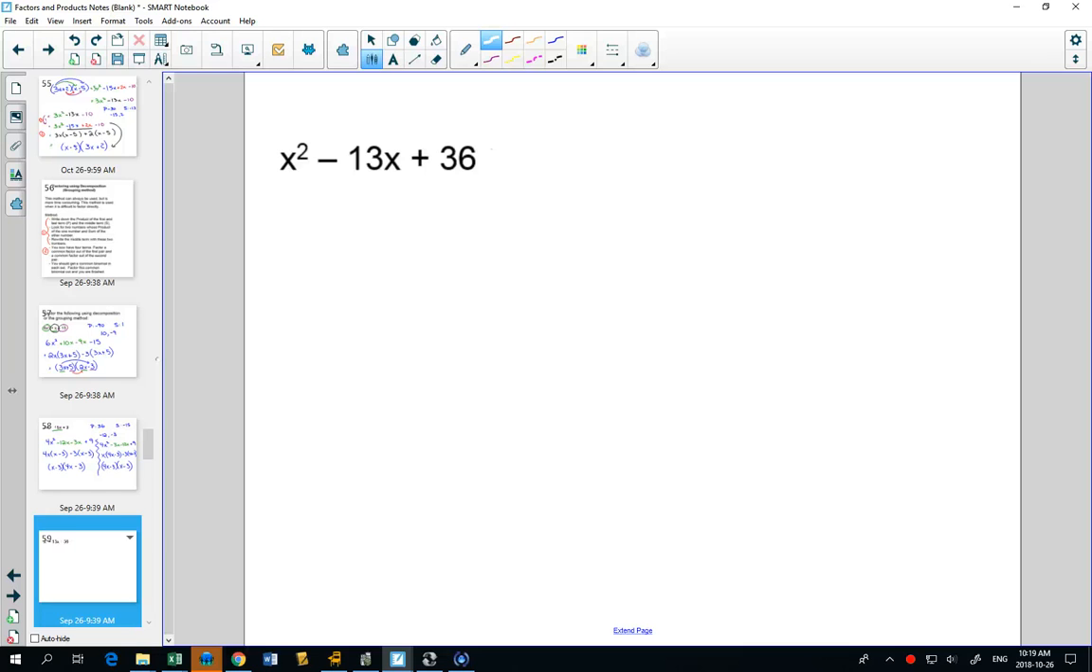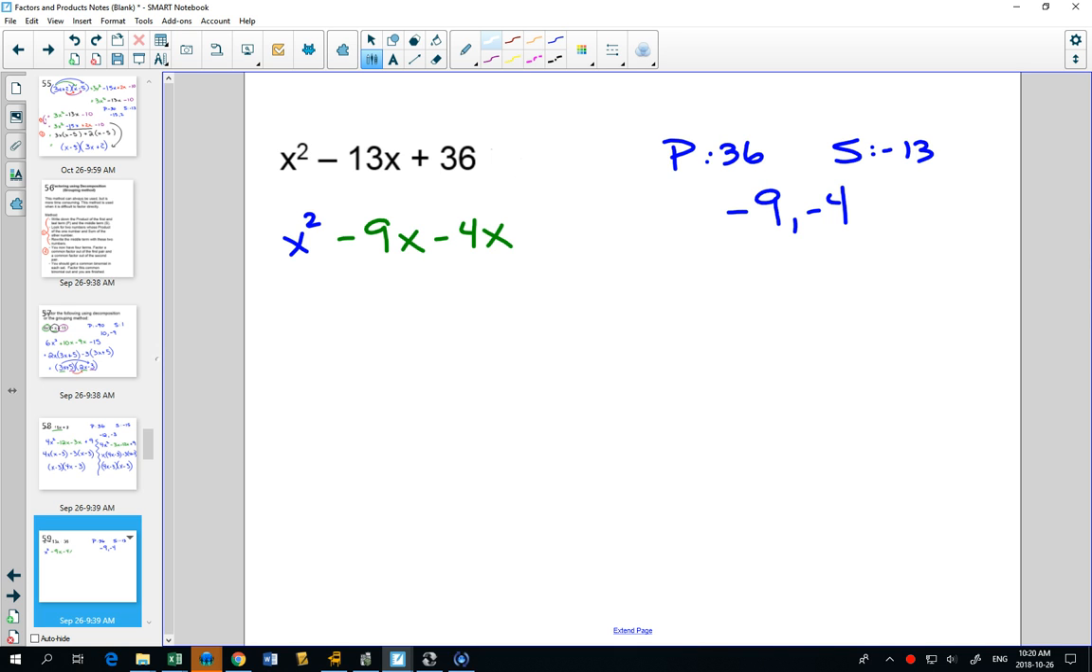But if we did do grouping, what's our product? The first number's a 1 times a 36. It's a 36. What's our sum? Negative 13. And what are our two numbers? Negative 9 and negative 4. So we would rewrite the 13 with minus 9x minus 4x plus 36. That's the minus 13.